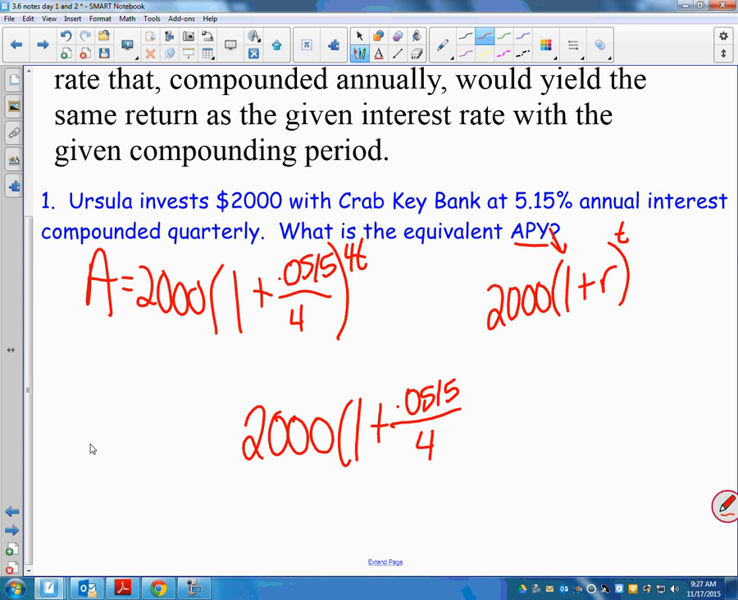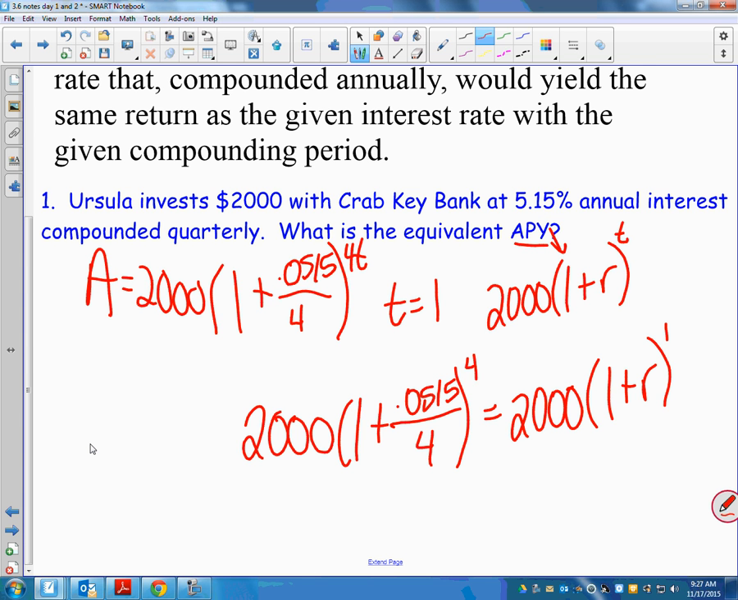2,000 times 1 plus 0.0515 over 4. It really is kind of annoying that we have that 4t up there. What would be a good time that we could pick that would make our problem super easy? 1 would be a good time to pick for t. So let's just look at what's happening for 1 year. When t equals 1, that would just become to the 4th power. And over here, that would just be 2,000 times 1 plus R to the 1 power. So let's look at the end of 1 year, when would those be equivalent? You could really set them equal at anything, like you could say t is 5 and put 5 on both of them, but it's just easier if you pick 1.